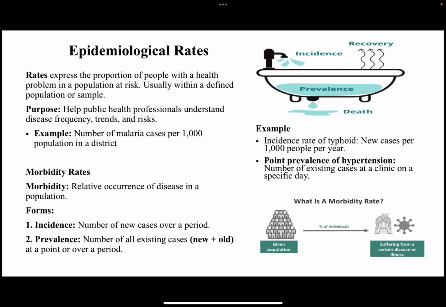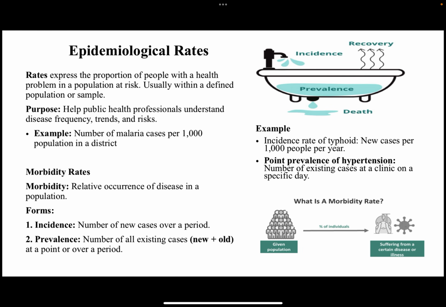The relative occurrence of a disease or an illness in a given population, that is morbidity. Now in epidemiological rates, we will look at two forms of measuring the occurrence of disease in the population. We have incidence and then we have prevalence. Incidence is the number of new cases over a period.